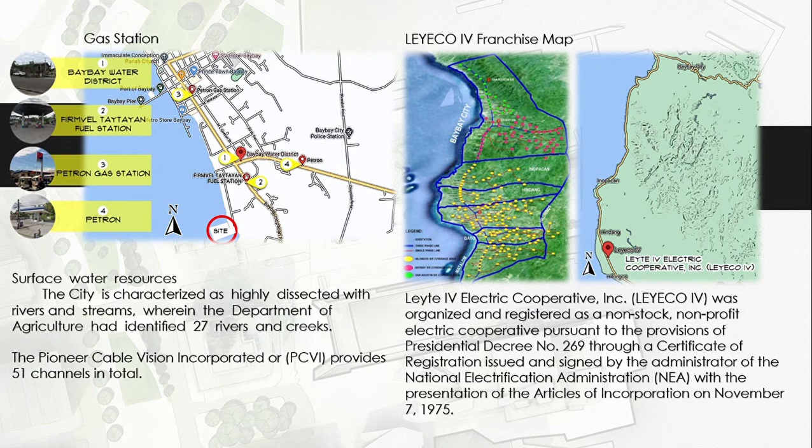Next is the water supply, which is the Baybay Water District. According to Baybay Water District, the current sources of potable water of the city of Baybay are the Busay, Kawayan, Hayas, and Upper Hayas Springs. The television network that they use is the Pioneer Cable Vision Incorporated, which provides 51 channels in total.